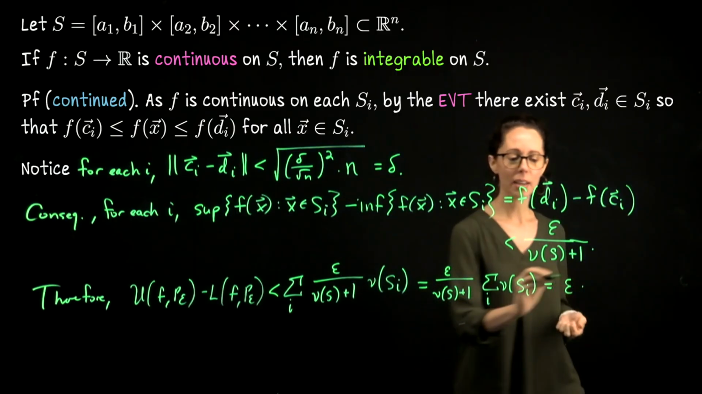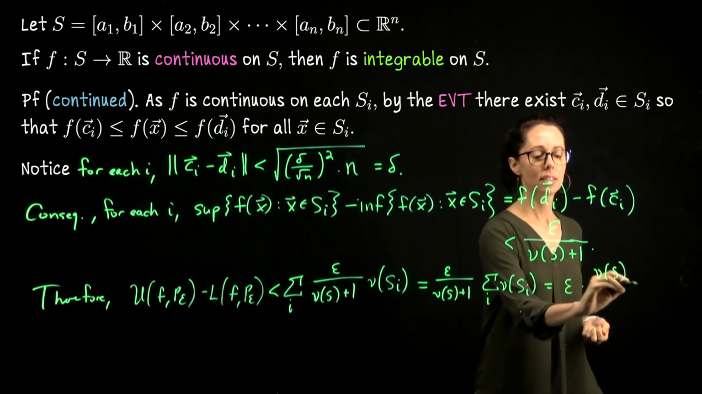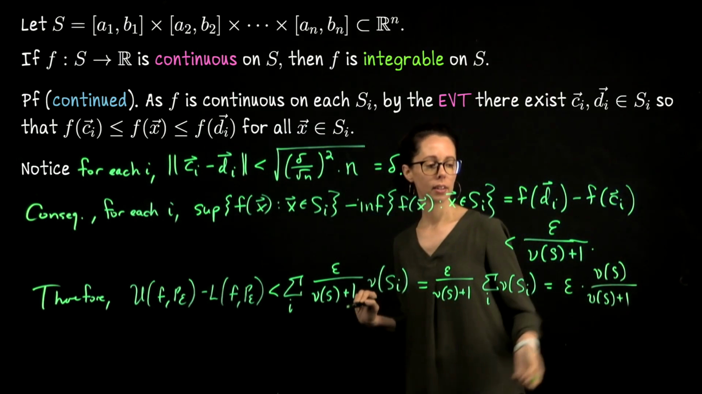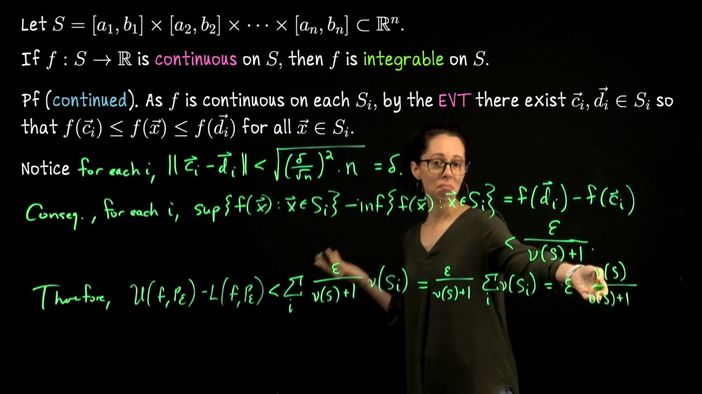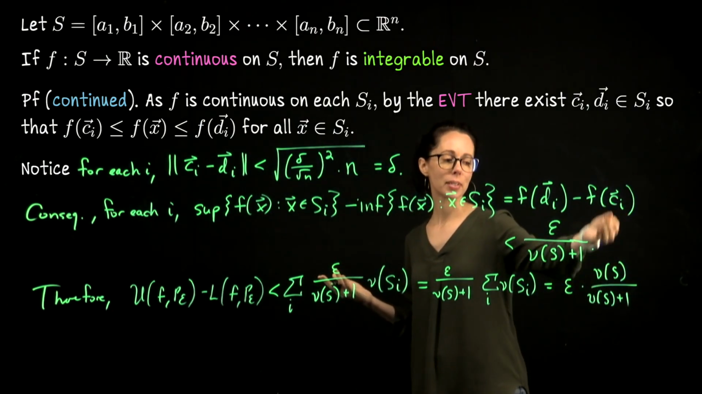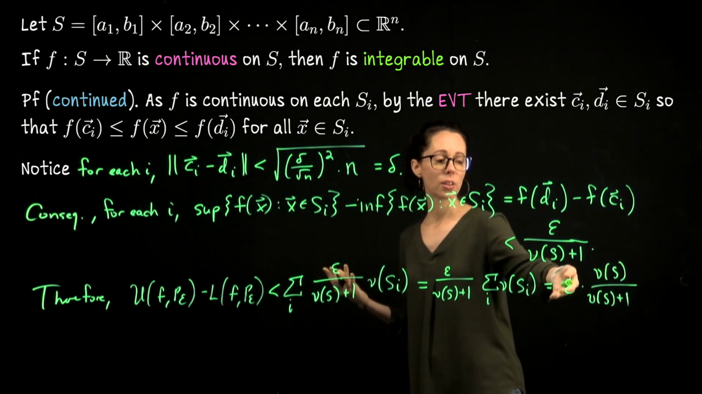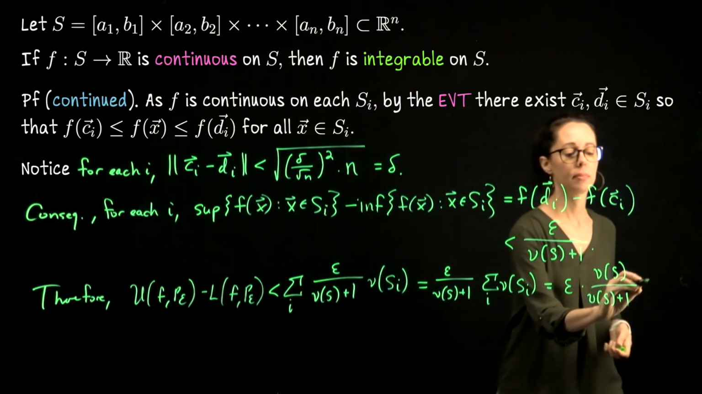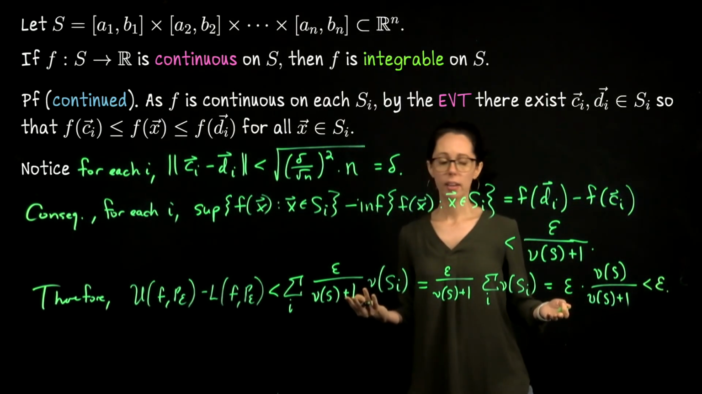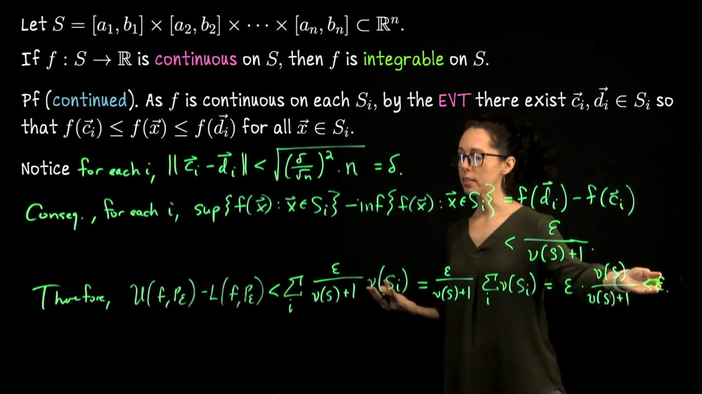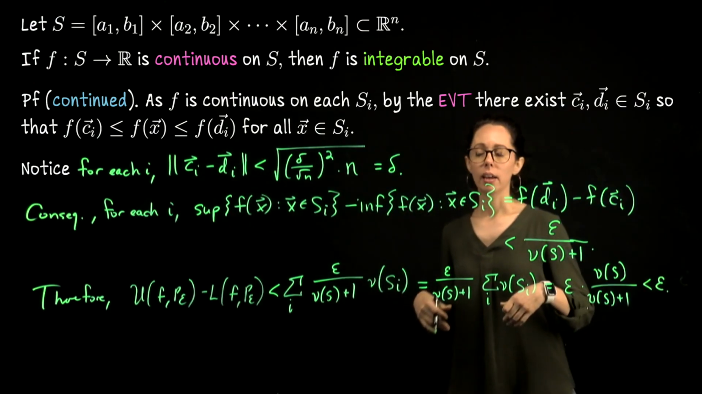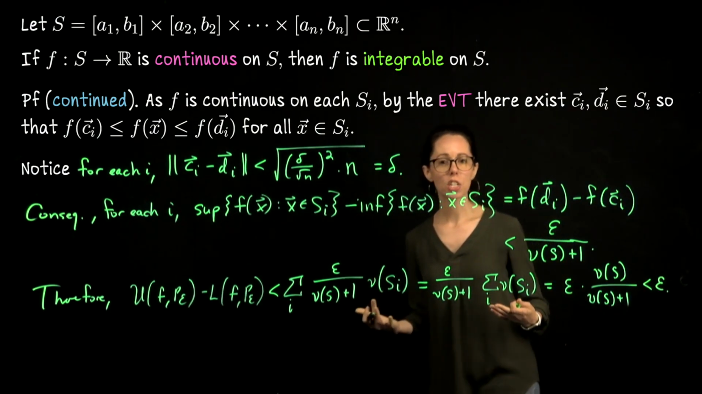But epsilon times the volume of S divided by the volume of S plus 1 could be 0 over 1, which is 0, or it could be 4/5, it could be 10/11. It's less than 1, so this is less than epsilon, which is all that we wanted. We didn't have to get equals epsilon over here. Less than epsilon is good enough. So the upper sum minus the lower sum is less than epsilon. Therefore, Riemann's condition is satisfied.